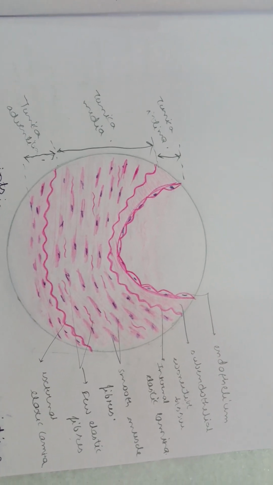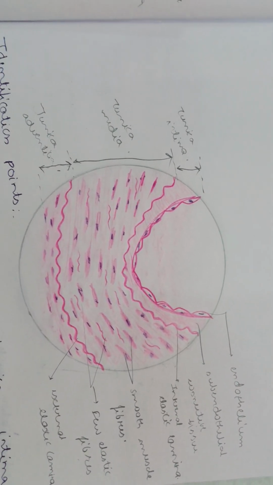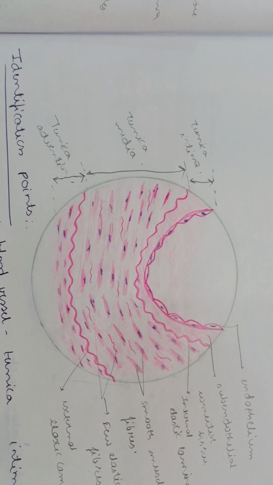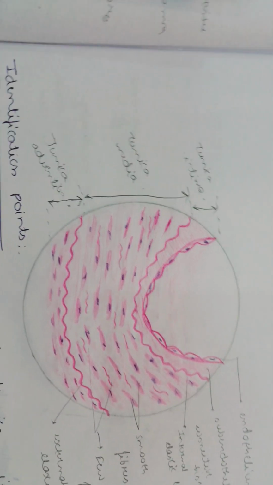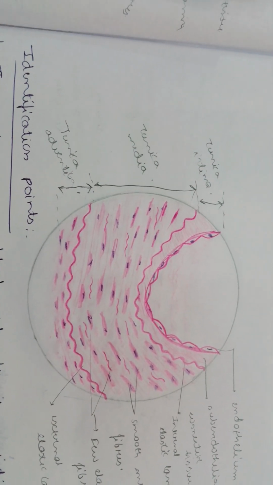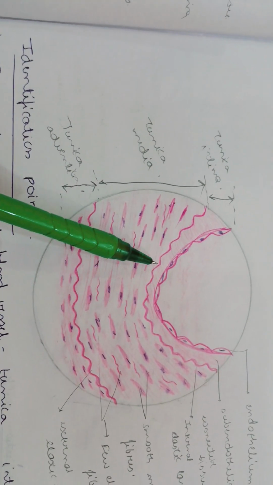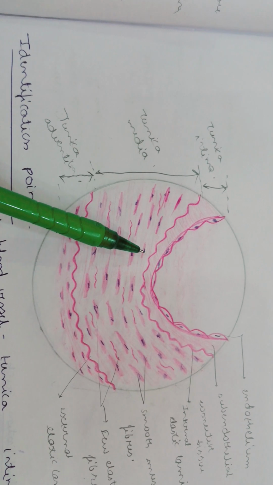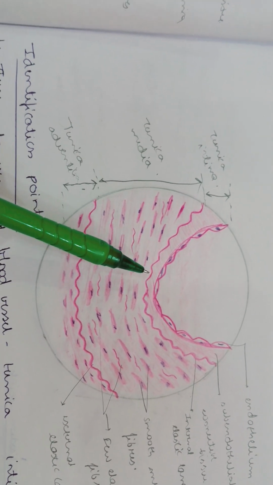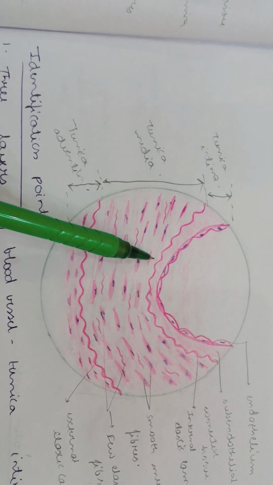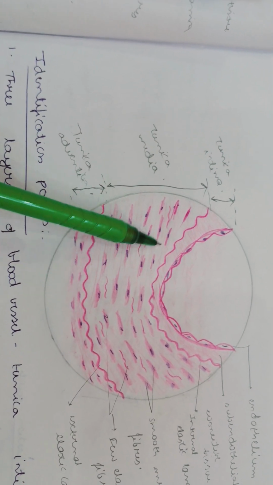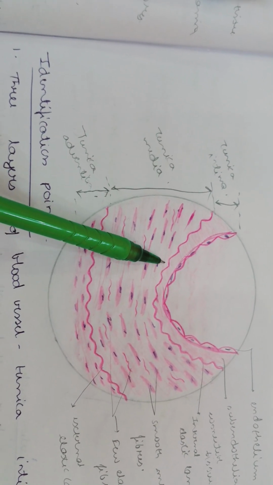So tunica intima is the innermost layer. It consists of endothelium. Endothelium is made up of flat squamous cells that line the lumen, and subendothelial connective tissue and internal elastic lamina. Here internal elastic lamina is made up of elastic fibers in the form of fenestrated membrane. It is wavy and it is prominent.